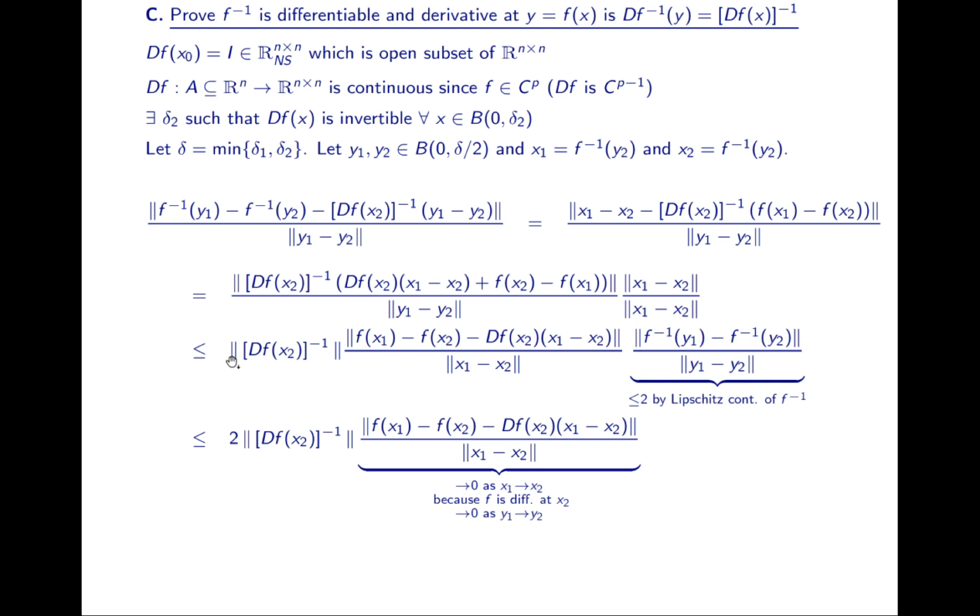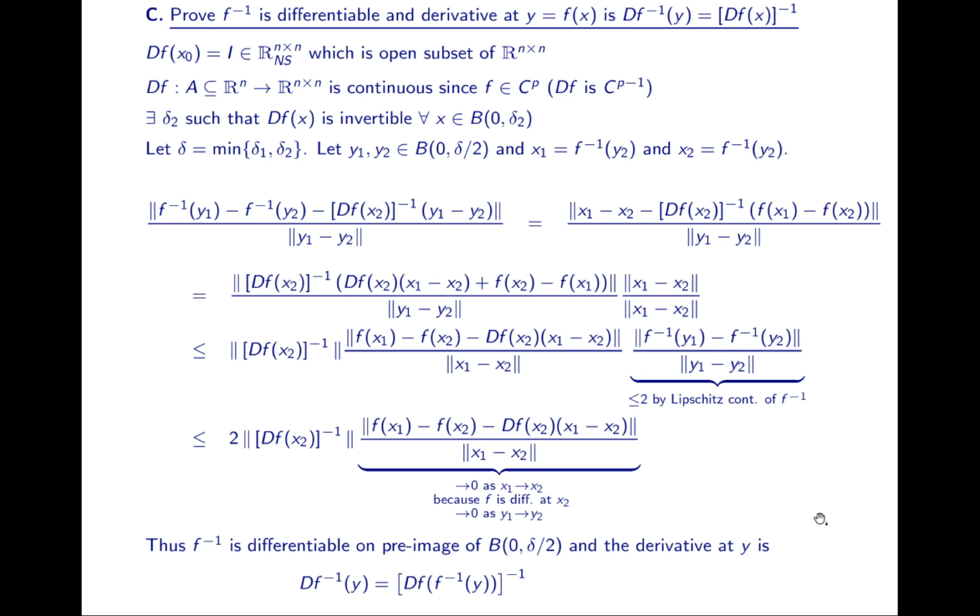So I have this 2 term come over here. Now this goes to 0 as x1 goes to x2 because I know that f is differentiable at x2. And so the meaning of differentiability is that this goes to 0 as x1 goes to x2. Now, as x1 goes to x2, that means y1 goes to y2. So this still goes to 0 as y1 goes to y2, which is exactly what we wanted to prove about this.